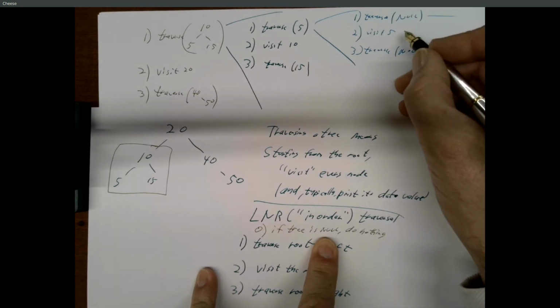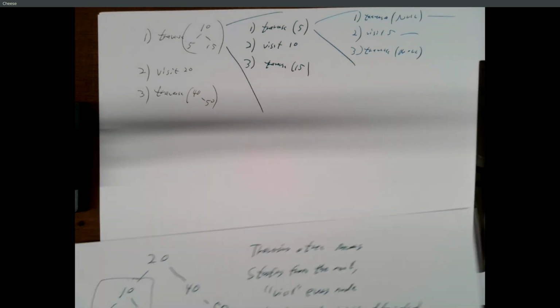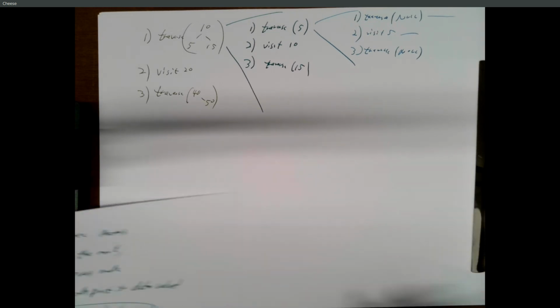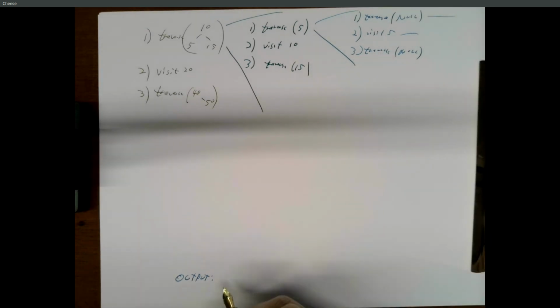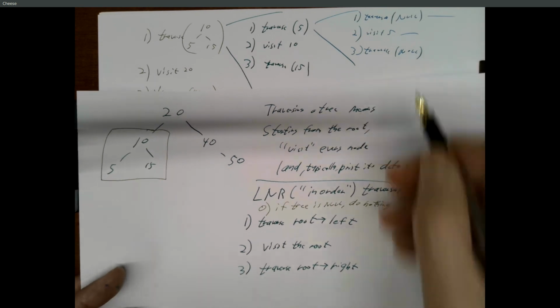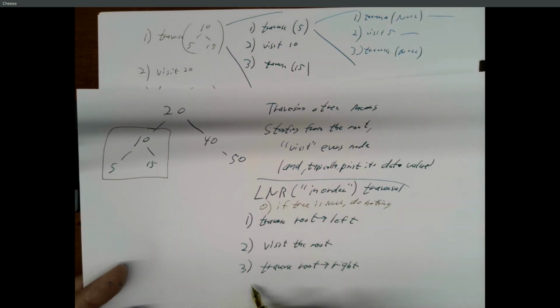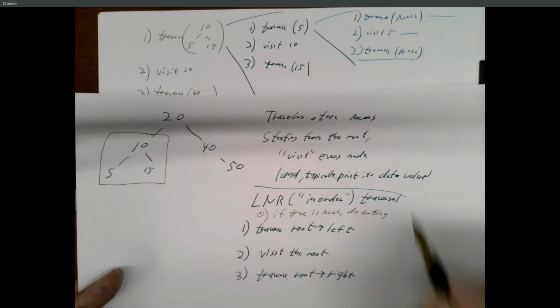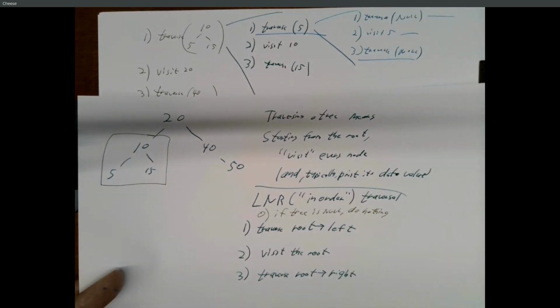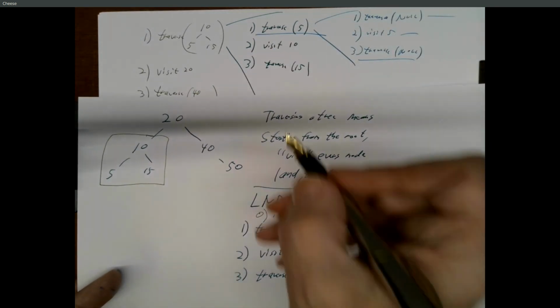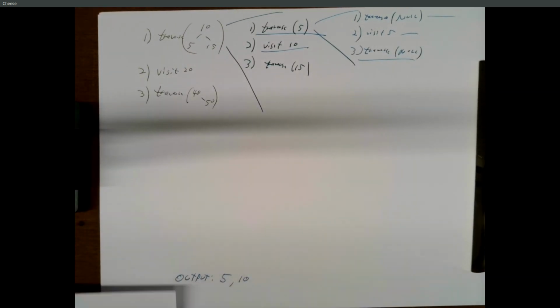And then we're going to visit the 5. Okay, so I'm going to say when we visit, we're going to print something. So let me make a table down here to show what we output. When we visit the 5, we're going to output a 5. And then we're going to traverse null, which does nothing. And now we return. We've done the traversal of a 5. Now we visit the root of this tree, which is a 10, so we print out a 10.